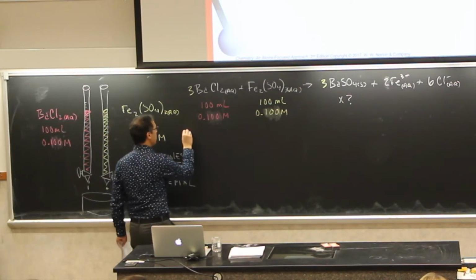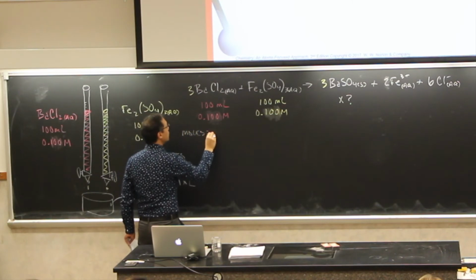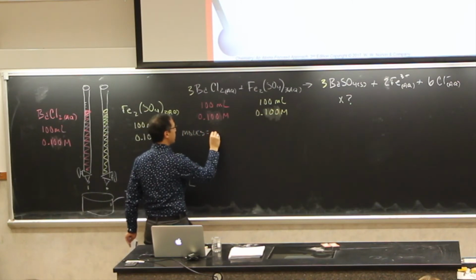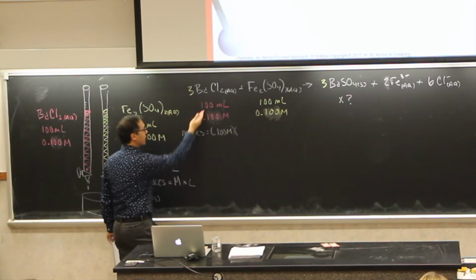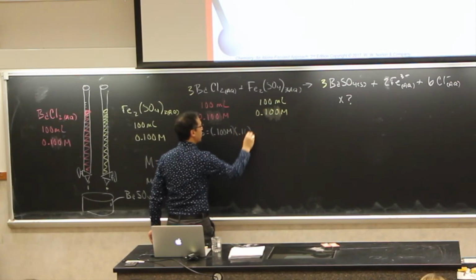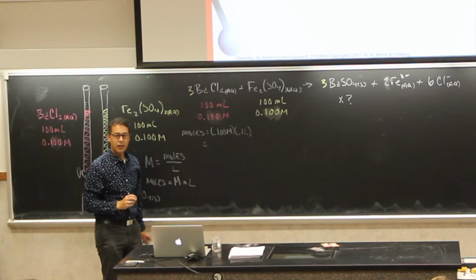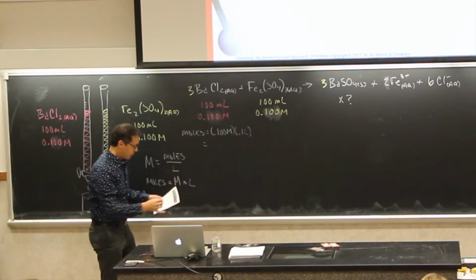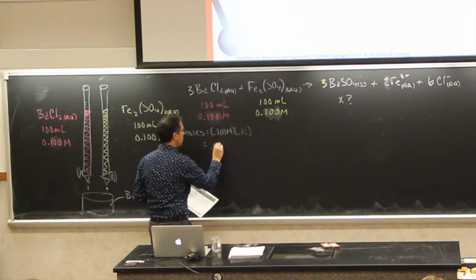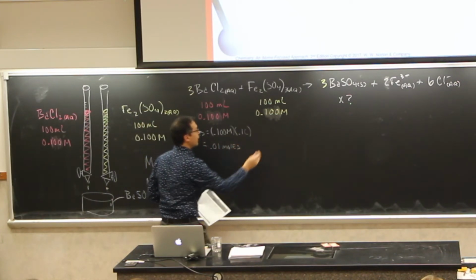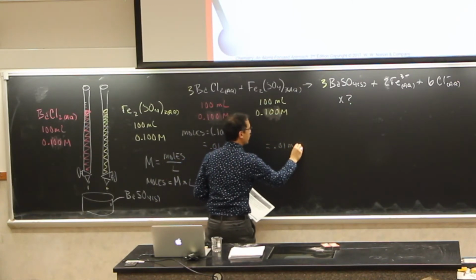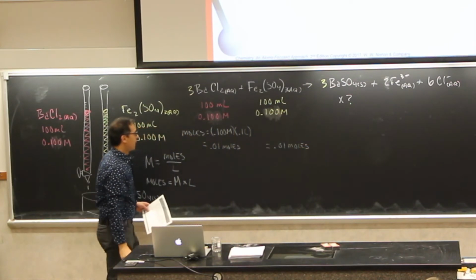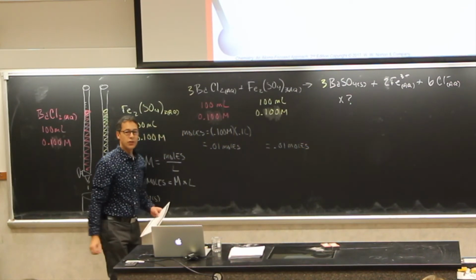So my moles here is going to be, let's see, my concentration is going to be 0.100 molar times 0.1 liters, which gives me 0.01, I think, 0.01. Okay, so 0.01 moles. And then this is the same over here. It's going to be 0.01 moles. Okay. All right, so that tells me the number of moles of each of these I have.